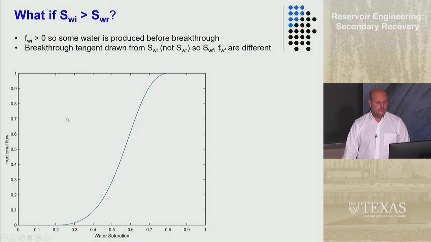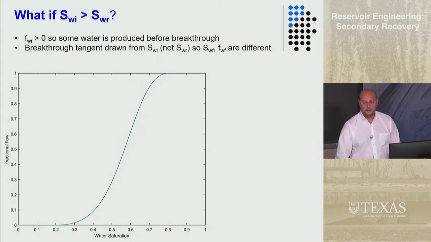Normally what we would do is if SWI was equal to SWR, we would say that we start right here at the residual water saturation, which in this case is clearly about 0.2. We would draw our tangent and find the point of intersection over there to get SWF and FWF, and we would proceed with our calculations.